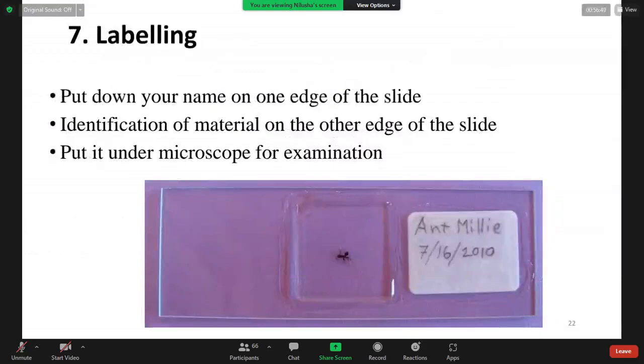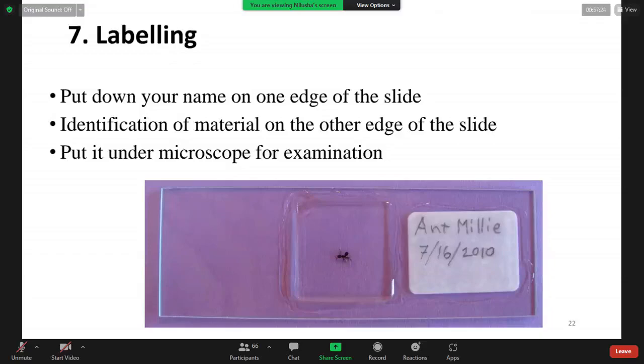Finally, we have to label the specimen, because after preparation of the slide, you may want to observe it in the future, so you want to know when you preserved that sample, its name, and who prepared the slide. So you label the slide here.